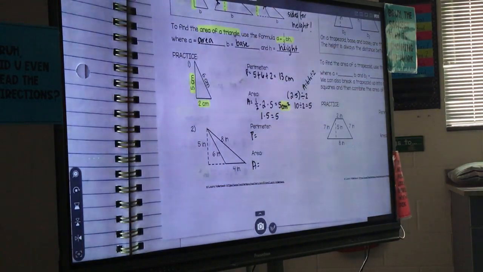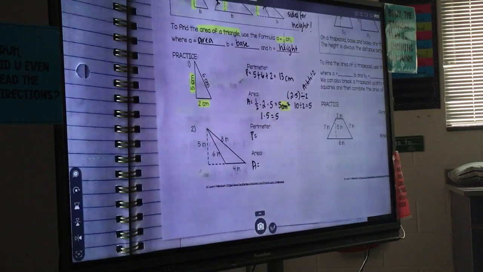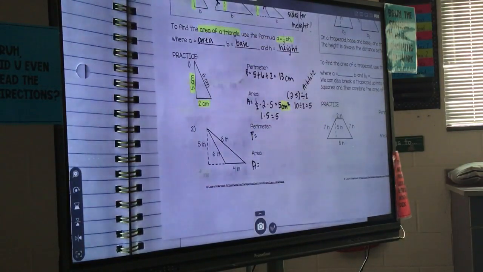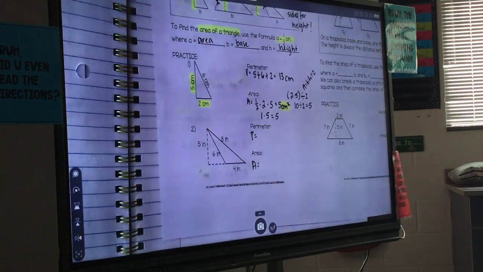For area, but for perimeter, so we have... Stand up when you have your answers, guys. Zach, do you need a pencil?